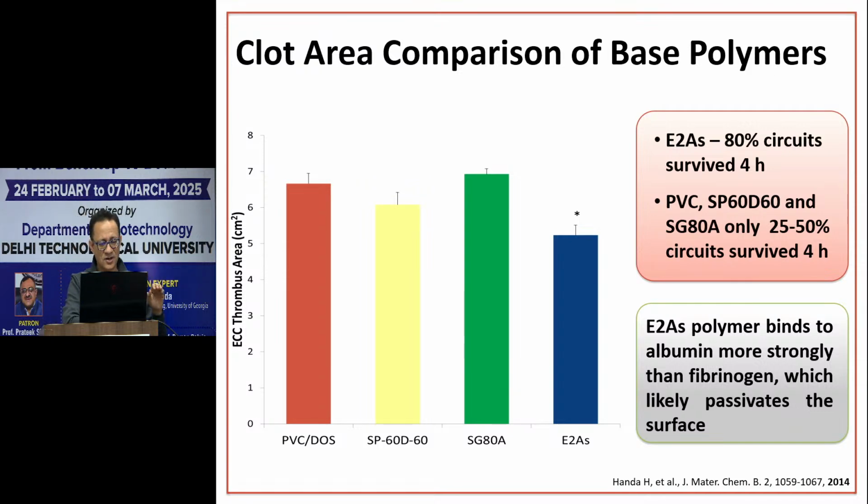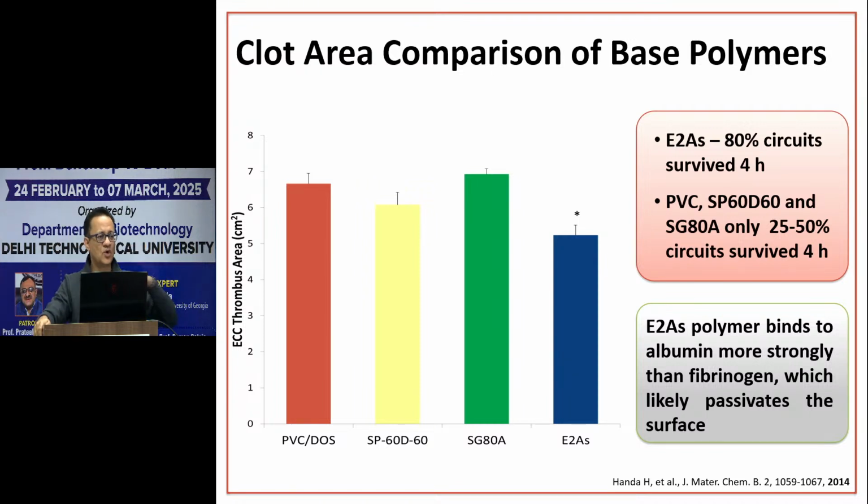That I didn't show here, but for PVC, SP60D60, SG80A, almost 25 to 50% of the circuits survived, meaning 75 to 50% of circuits clotted before 4 hours. So the flow rate actually dropped to 0 in 2 hours or 3 hours. Only E2AS had a flow rate of above 10 or 20 or 40, whatever it was, I don't remember now, and kept going for the full 4 hours.